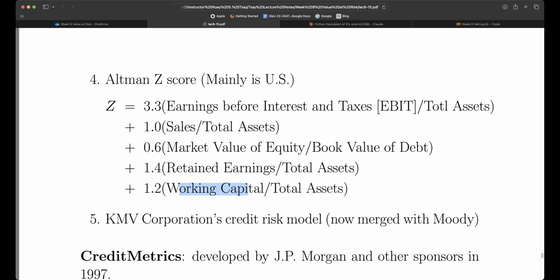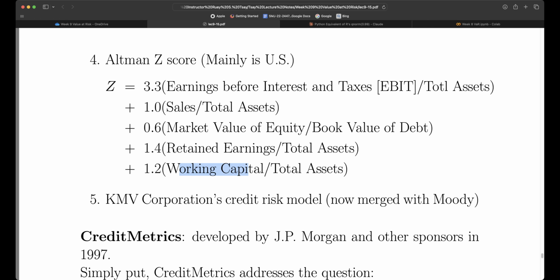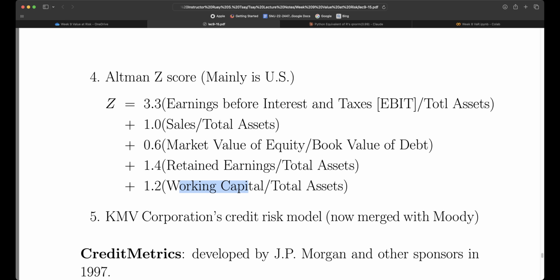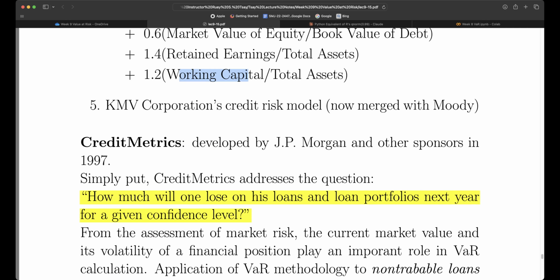And then the KMV Corporation Credit Risk Model is also popular, and it is now merged with Moody's. Okay, they hire a lot of PhDs. KMV, that is a very good company. CreditMetrics was developed by JP Morgan and other sponsors in 1997.